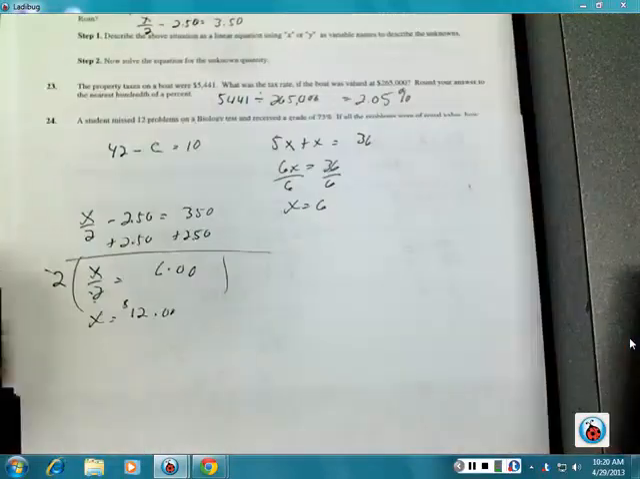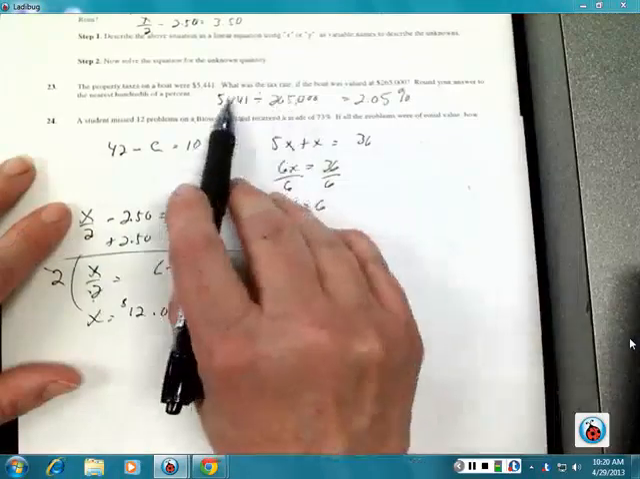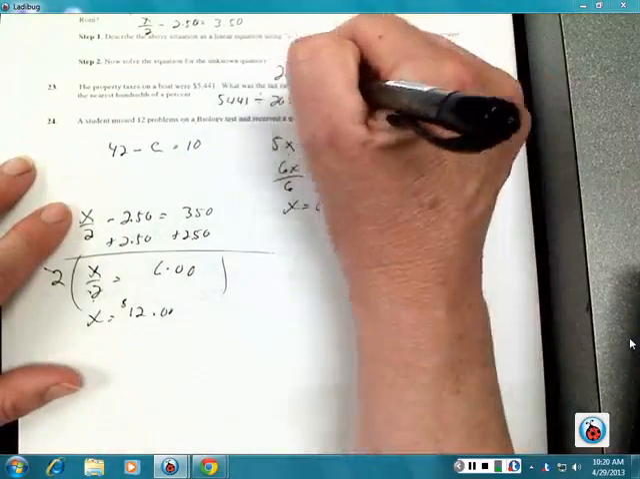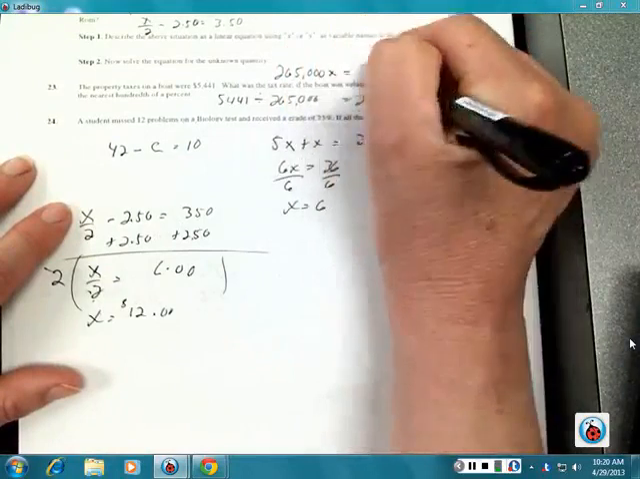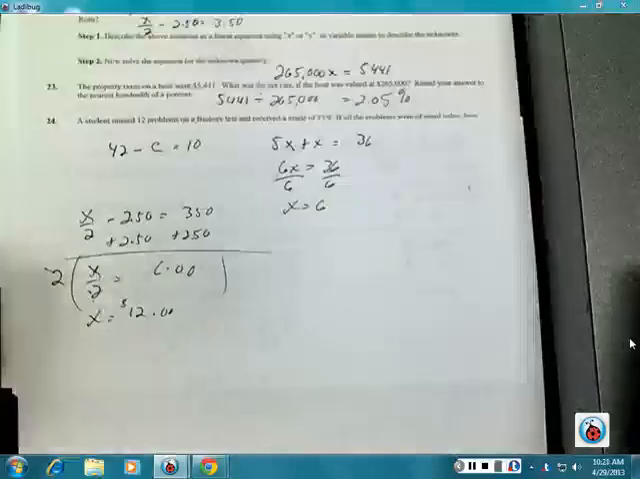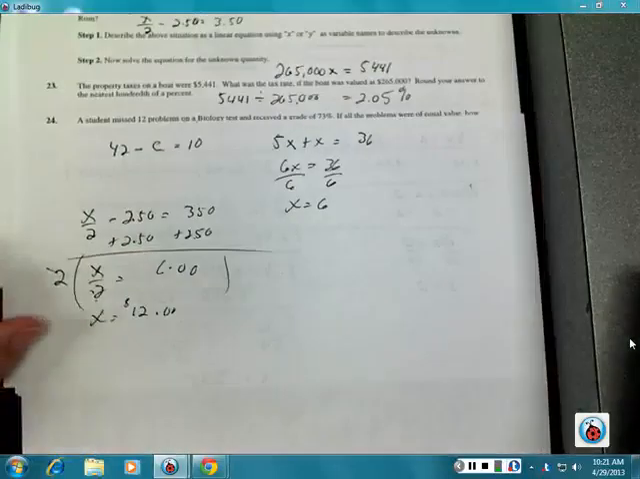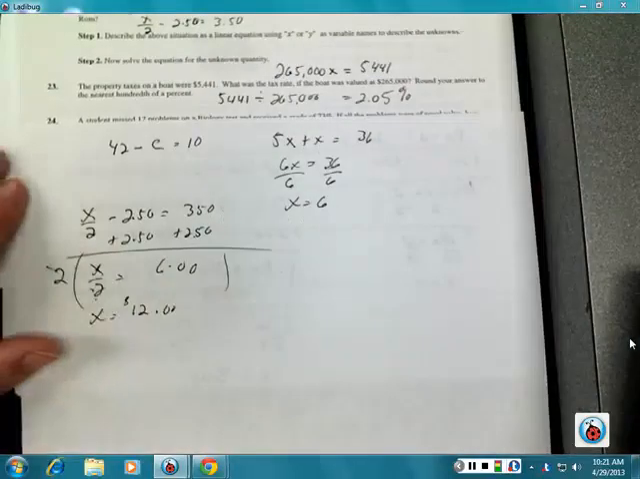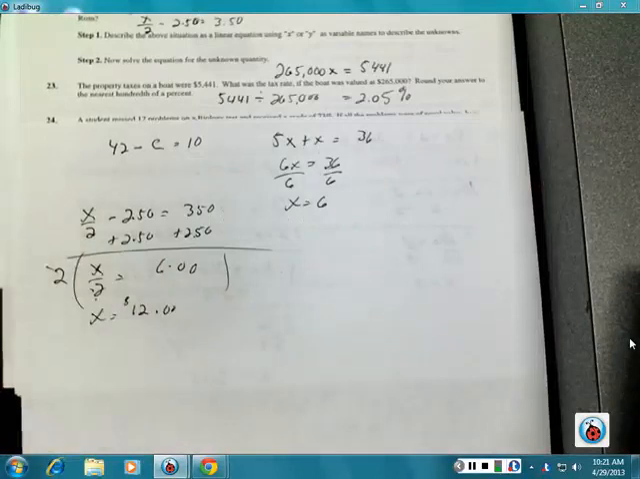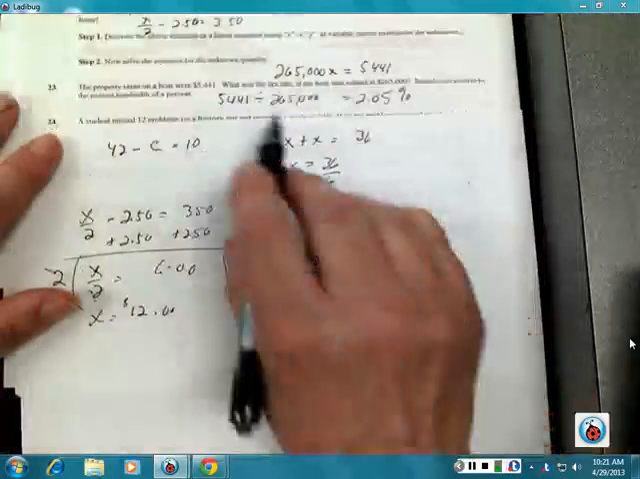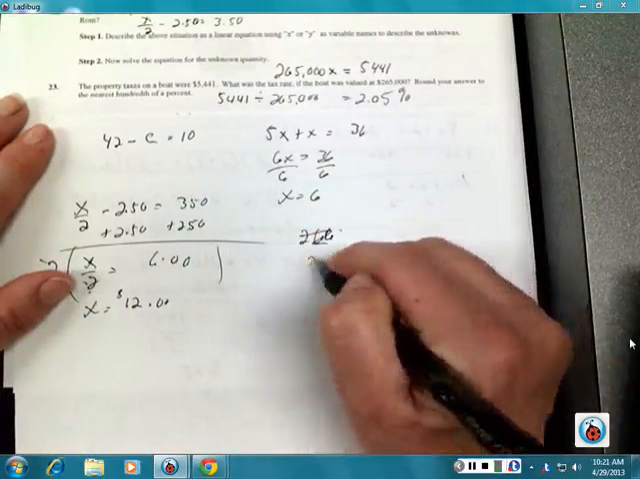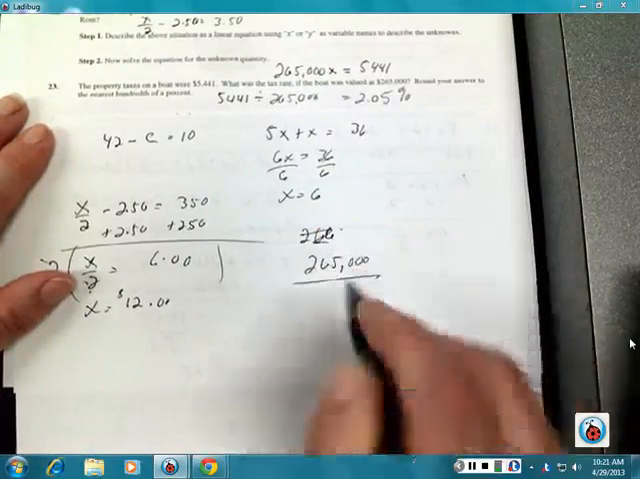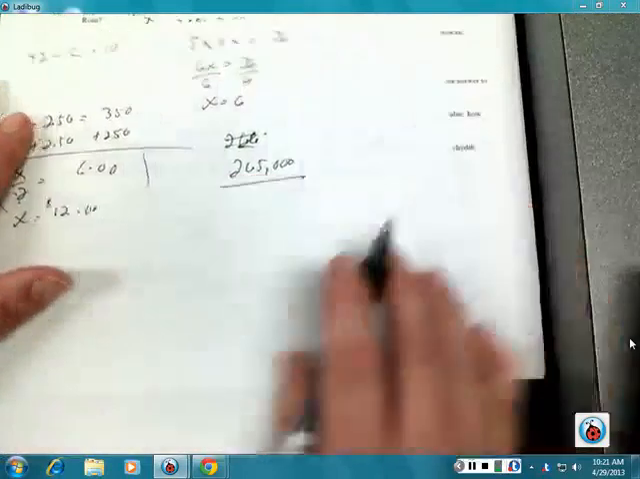Okay. Yep, you can do it that way. Or you could also set this one up as 265,000 times x is equal to 5441. You get the exact same answer, but you have to move it back because you're looking for a rate. You can also do it as a proportion. Proportion works out well because you would have the 265,000 as your base.